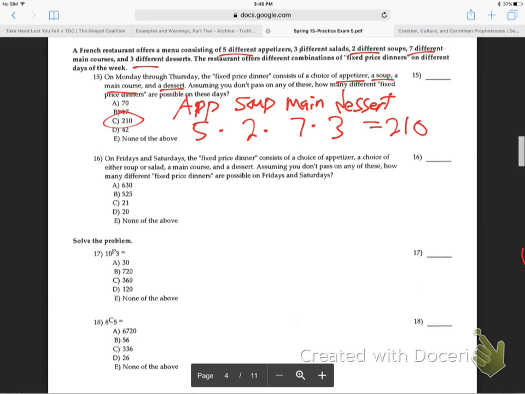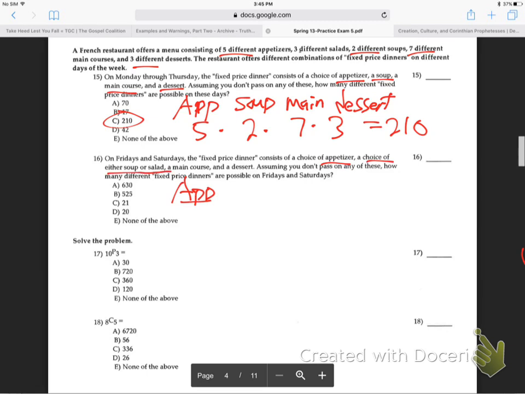Is that good? See what I did there? I just wrote out what they were saying in 15. Appetizer, soup, main, dessert. Looked above, found the number of options for each, multiplied them together. Right? Decisions, options, multiply together. Next one. Fridays and Saturdays, whatever. Appetizer.